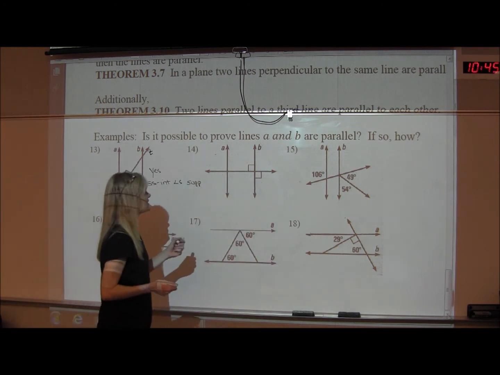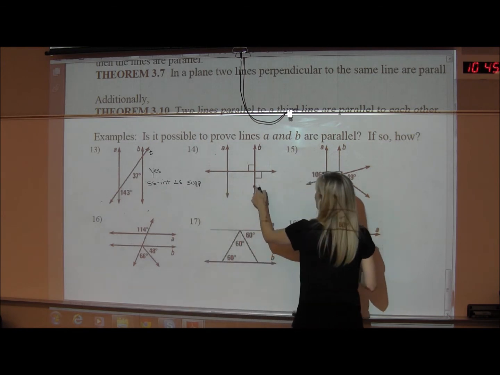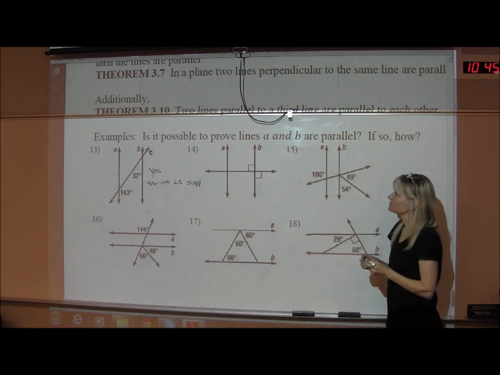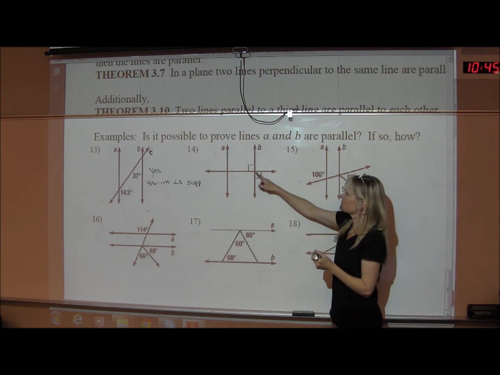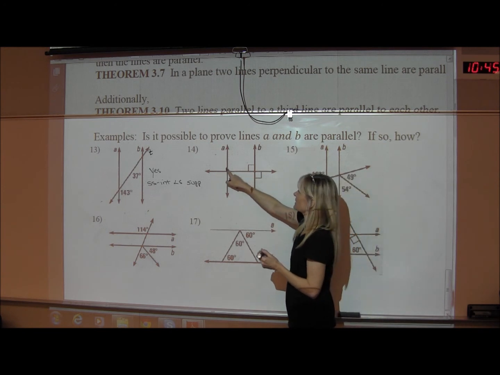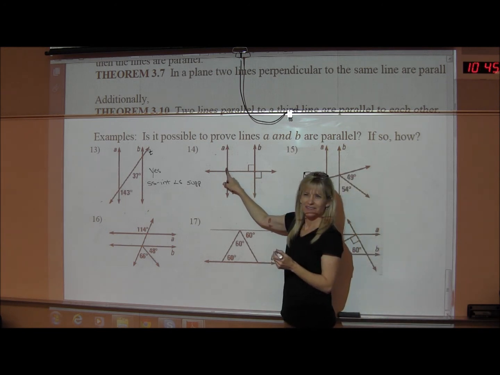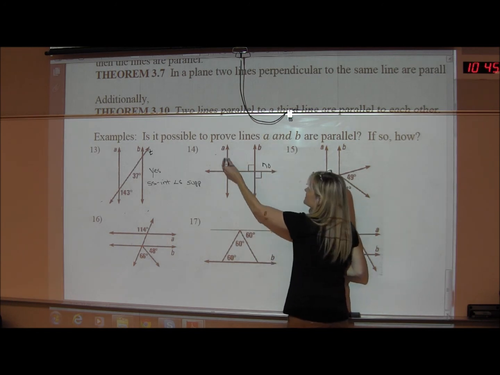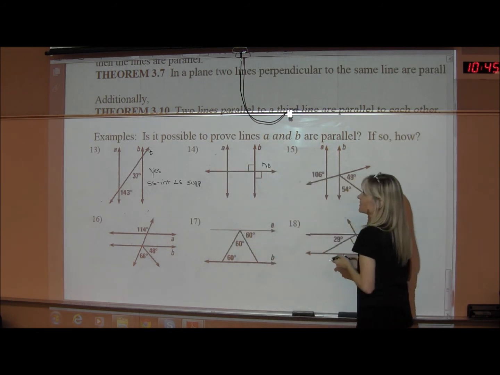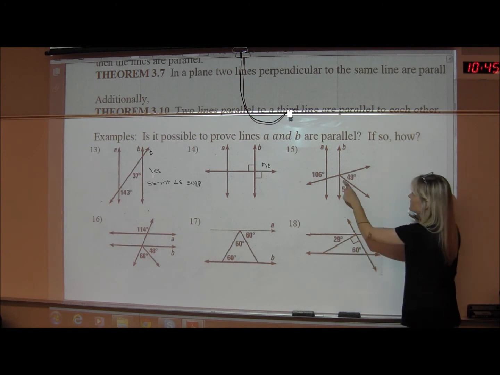What about number 14? Can we prove that A and B are parallel? No, because we know B is at a right angle, but that only helps us if A is at a right angle. And we've just got B being at a right angle twice. So we can't prove anything there. This could be slightly off. We don't know. Okay. What about these?